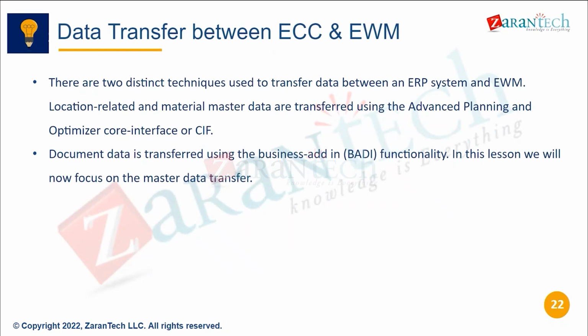Okay. So now you can see data transfer between ECC and EWM. As I told you initially, there are two different techniques SAP has used to transfer data between EWM and the ERP. If you have the decentralized warehouse and the version is an older one, in that case SAP has provided the core interfaces, that is called CIF, using which you will transfer all your master data, whatever it is, like customer master, vendor master, plant, location, supply chain, shipping point.